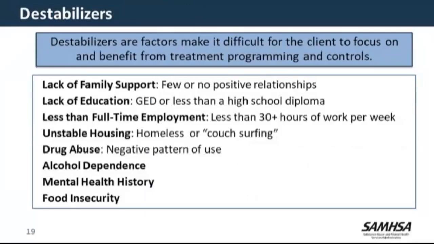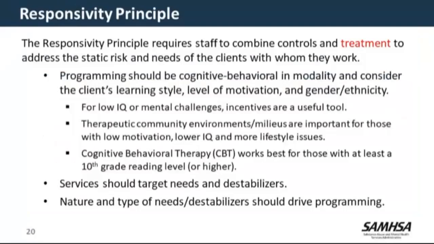And those include unstable housing, different types of drug abuse and alcohol abuse disorders, mental health history, food insecurity. These make it hard for people to participate and gain from treatment services because their focus of attention is really on just trying to meet the day-to-day basic functions. The responsivity principle tells us that we really need to think about combining the controls and treatment to address these static needs and risk factors.